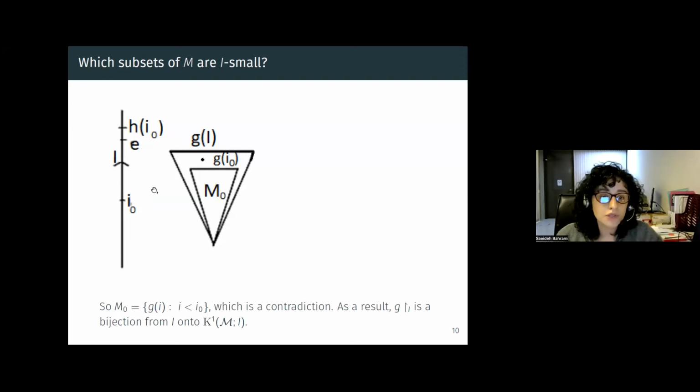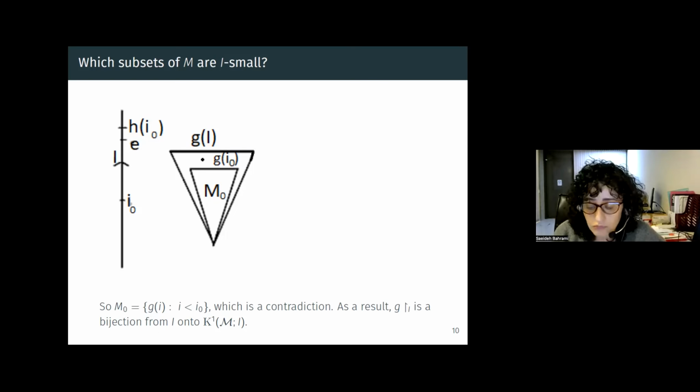As a result, M0 should be equal, because A0 is the smallest one with this property, M0 should be equal to JI's, such that I is less than I0. And this is a contradiction because this makes M0 to be definable in M, which is not, which is delta zero definable, since G is delta zero definable. So M0 is equal to GI, and this and G.